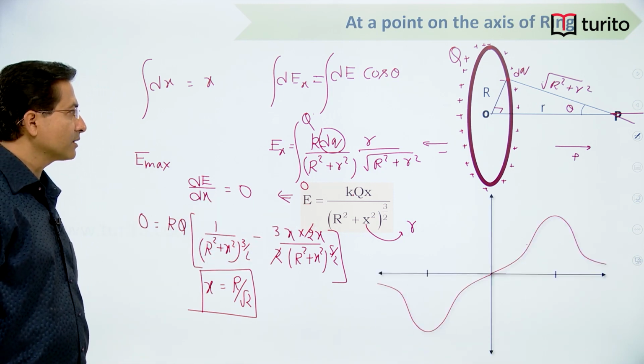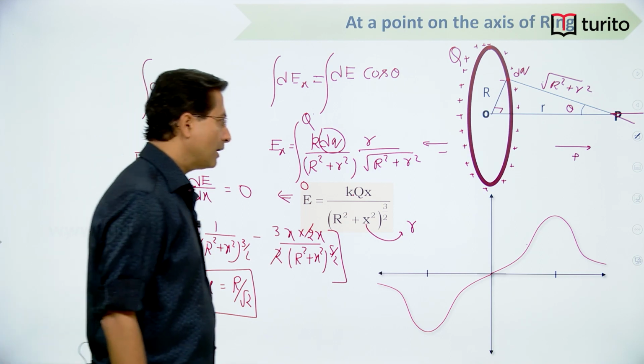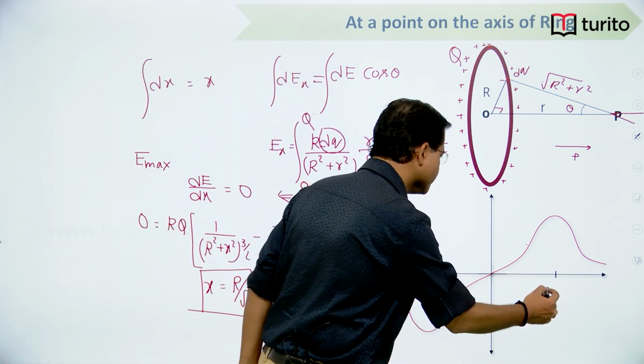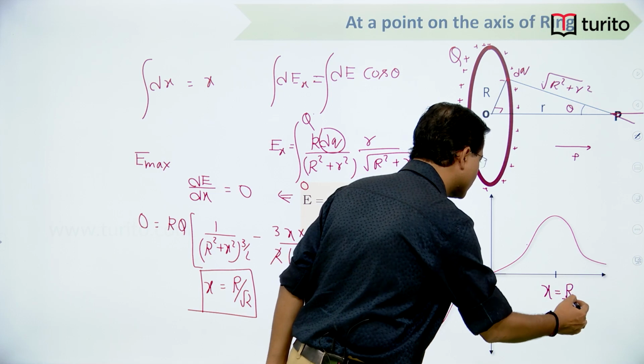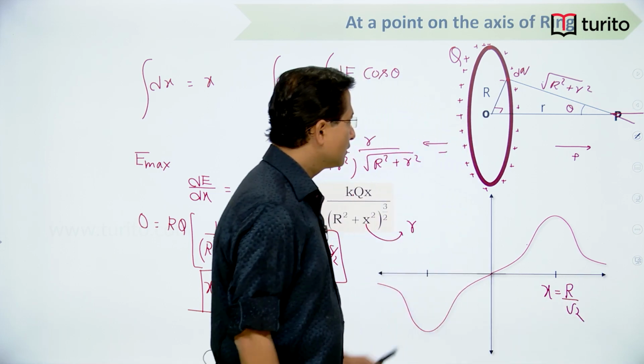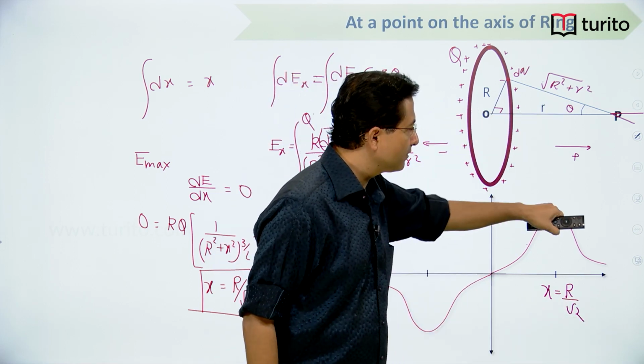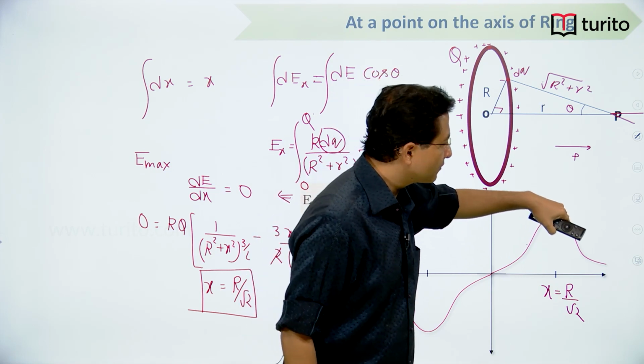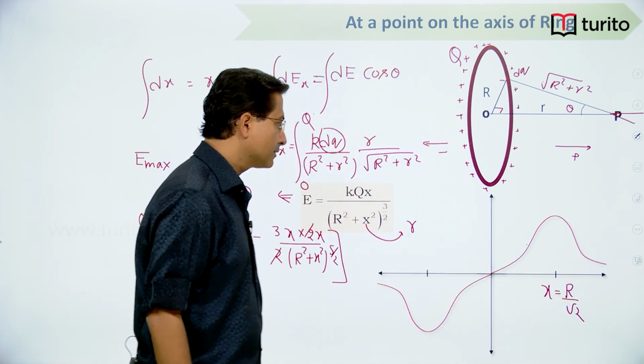So the plot will be something like this. So at x is equal to r by root 2, on this side the field will have maximum magnitude and afterwards it decreases.